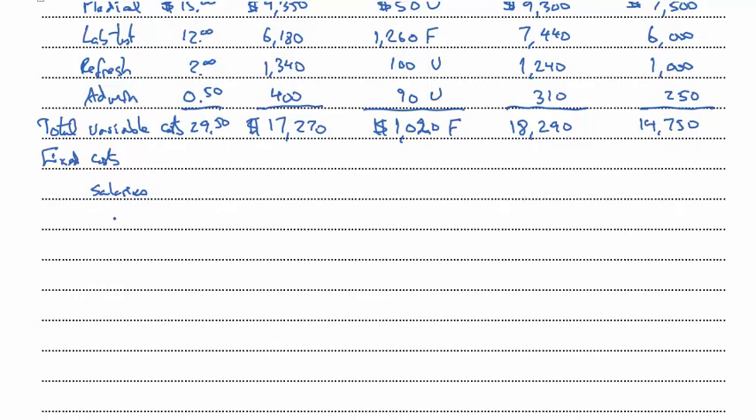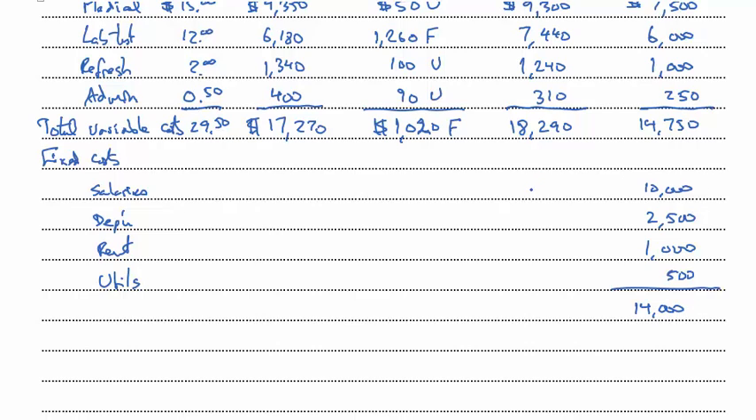Salaries, depreciation, rent, and utilities. And on the static budget, they were 10,000, 2,500, 1,000, 500, for a grand total of $14,000.